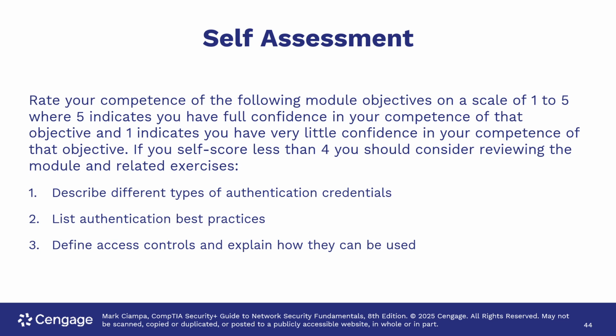Okay, so we're reaching the end of the chapter here. Rate your competence in the following module objectives on a scale of 1 to 5, where 5 indicates that you have full confidence in your competence of that objective, and 1 indicates that you have very little confidence in your competence of that objective. If you self-score less than 4, you should consider reviewing that module and the related exercises.